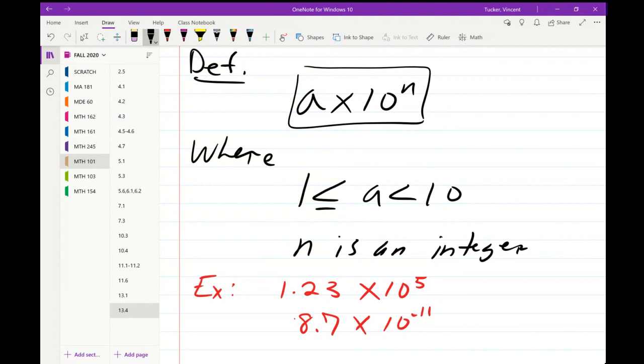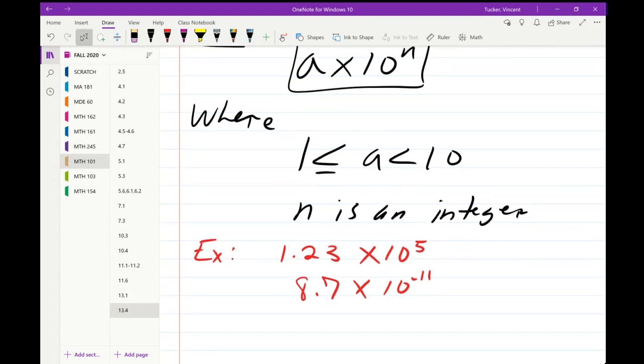So it is okay for A to be equal to 1, but it cannot be equal to 10. And n, your exponent, has to be an integer. In other words, it can't be a fraction or a decimal. So examples of that are 1.23 times 10 to the fifth power, or 8.7 times 10 to the negative 11th power. So notice this number that's sitting in front of the multiplication sign is between 1 and 10 in both cases. And then your exponents are integers. They can be positive or negative, but they cannot be fractions or decimals.